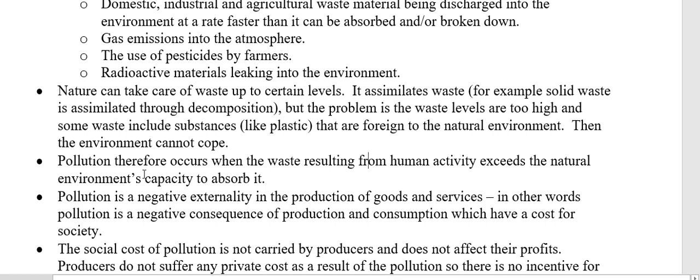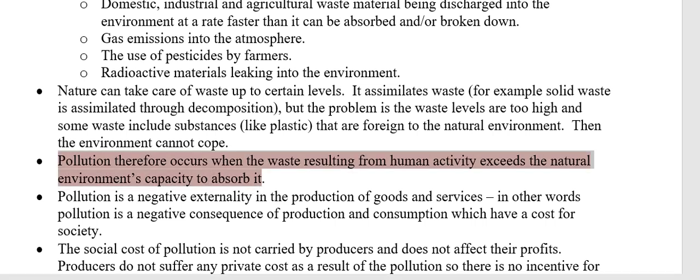The sentence is also important. Pollution occurs when the waste resulting from human activity exceeds the natural environment's capacity to absorb it. So as I mentioned earlier, it will not be pollution if we pollute in moderate levels. If we have a moderate amount of waste that we dispose of, and nature is able, through decomposition, to decompose the waste, to assimilate it and absorb it back into nature, we would not have pollution.